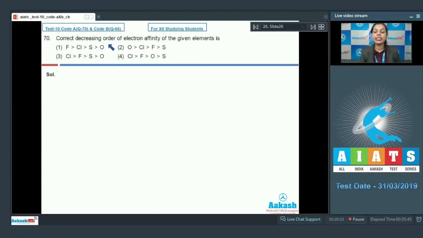Question number 70. Correct decreasing order of electron affinity of the given elements is. That we can understand with the help of electron gain enthalpy. We know that exceptionally chlorine has the highest negative electron gain enthalpy. After that there is the turn for the fluorine and then sulfur and oxygen. So in this case the electron affinity order will also follow the same order. Chlorine with the maximum electron affinity, then fluorine, sulfur and oxygen. So option 3 becomes the correct option.